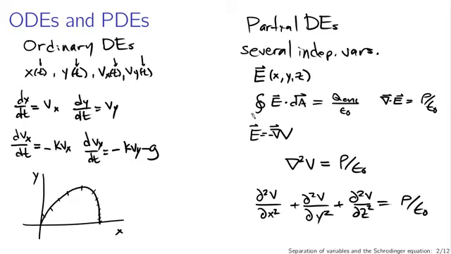This is just an example. Hopefully you're familiar with some of the terms I'm using here. The main solution technique that is used for partial differential equations is separation of variables. And separation of variables is fundamentally a guess.